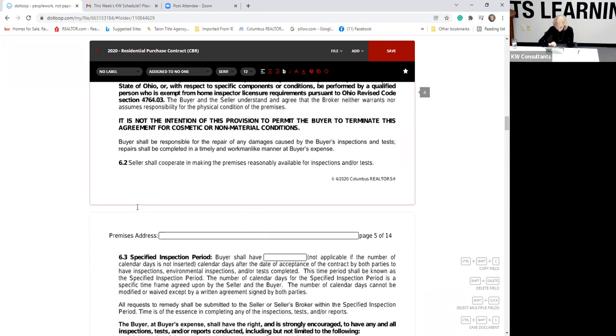And 6.2 says the seller shall cooperate in making the premises reasonably available for inspections and or tests. I mean, Suzette had a contract back in the fall, and her seller would not let anybody in to do the inspection, and it really fell apart over that.